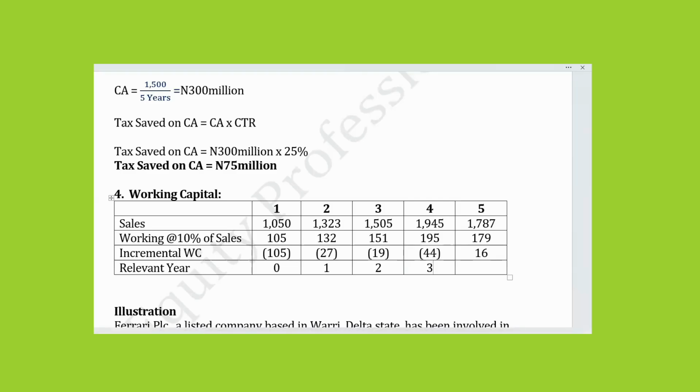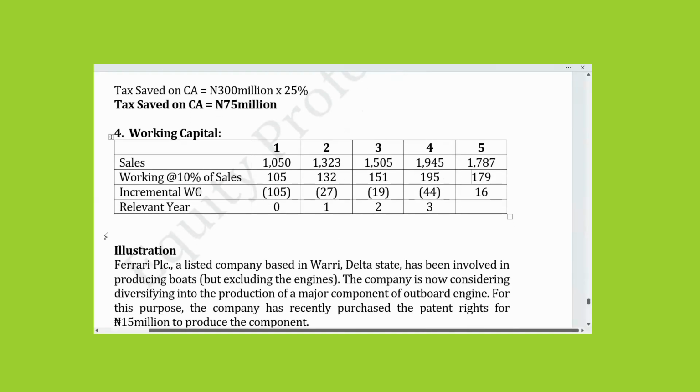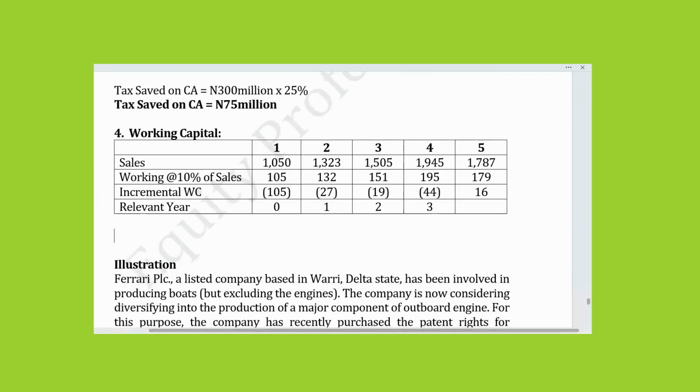Okay. Now, pay attention to what I'm about to say. In year 4, working capital was 195. In year 5, working capital is 179. Pay attention. When working capital is increasing and it starts falling at a particular year, it means that the company has recovered part of the working capital. So in this question, the highest working capital is 195, but in year 5, it has reduced to 179. It means that the company has recovered part of the 195.